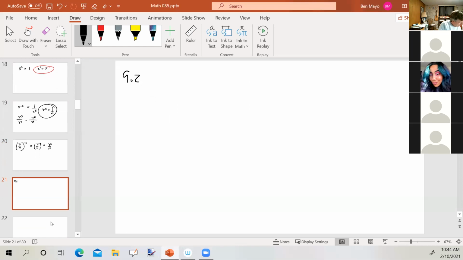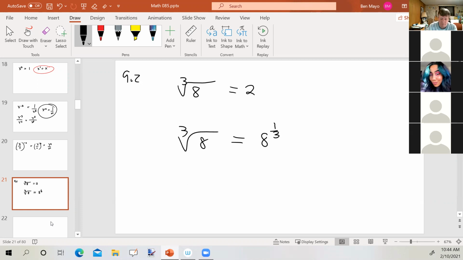Okay, give me just a second here. So let's say I have the cube root of 8. What is the cube root of 8? Well, that's 2, because 2 times 2 times 2 is 8, all right? But I can also take the cube root of 8 and write it as 8 to the 1/3 power. The index becomes the denominator of a fraction exponent.